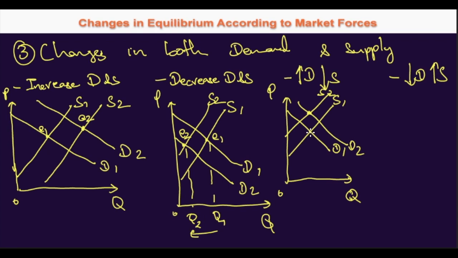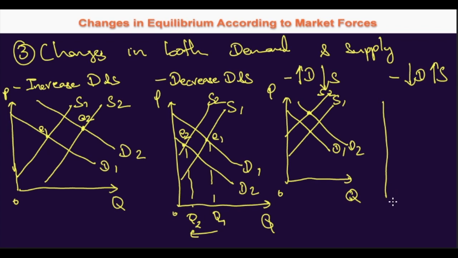This was the earlier equilibrium. The most important observation here is that the price is definitely going to increase, but we cannot say about the quantity. It can be the same or it can even reduce. The price will definitely increase from P1 to P2 because demand has increased and supply has decreased.